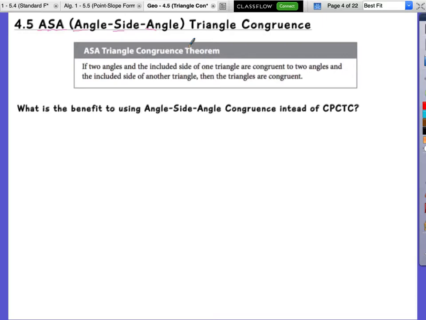So for this one, it's going to be an angle, a side, and an angle. If we read through this: if 2 angles and the included side of one triangle are congruent to 2 angles and the included side of another triangle, then the triangles are congruent. I think it'd be good to underline included side, and maybe even 2 angles and the included side as well.